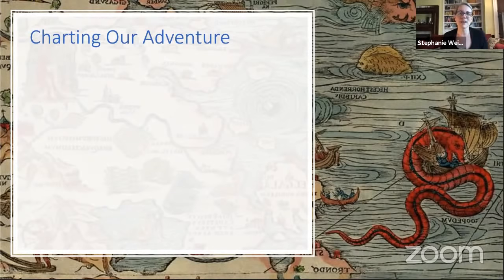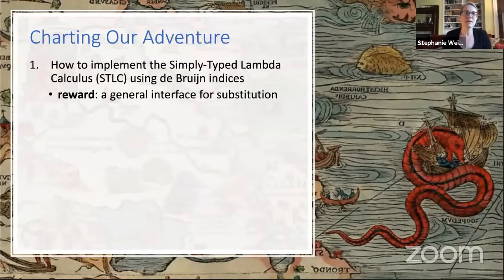Right? And so how are we going to go out? What is our adventure going to look like? So the first part of it is we're going to just start simple. And I want to talk a little bit about just how to represent the simply typed lambda calculus using de Bruijn indices. So here, this is not going to be a strongly typed representation yet. I want to establish the framework that we're going to be using for the rest of the talk.